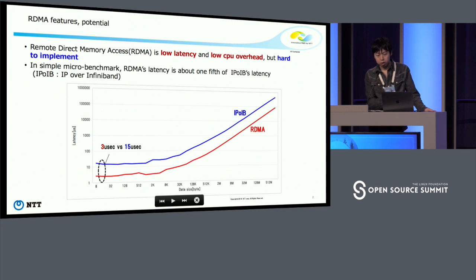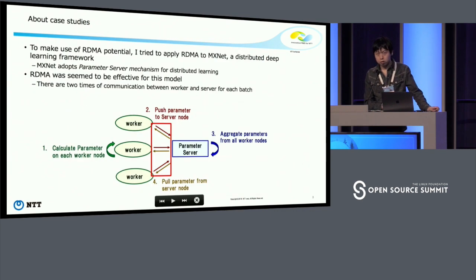So in the previous benchmark, the RDMA program is about 600 lines, but the TCP/IP program is only about 300 lines, about half. But RDMA's merit is very attractive, so I try to make use of RDMA's potential. I apply RDMA to MXNet, an open source distributed deep learning framework.